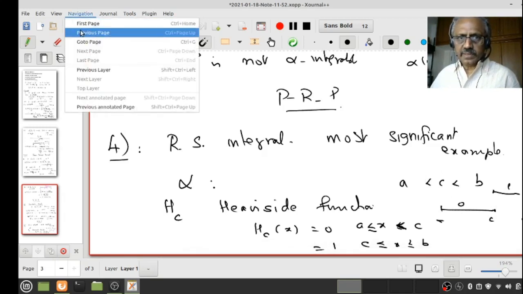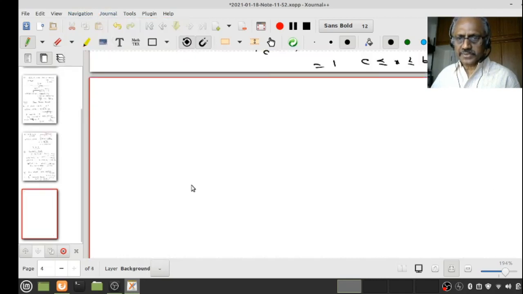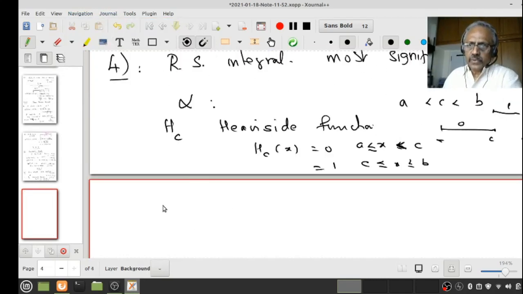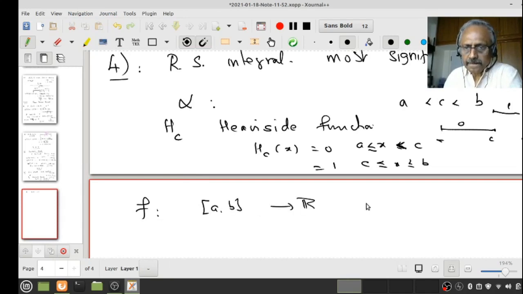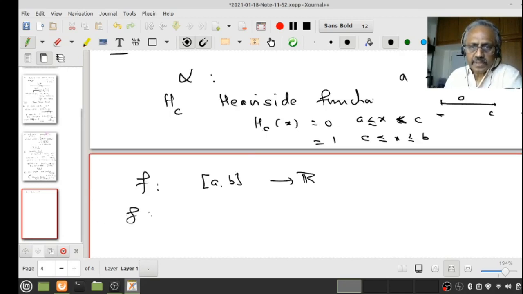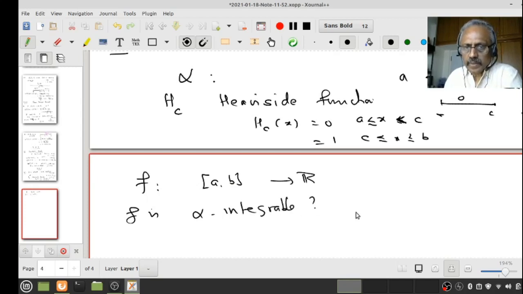So is it clear that alpha is an increasing function? Of course. Okay, now suppose f is a function from [a, b] to R. I want to know whether f is alpha integrable. Either I want a necessary condition or a sufficient condition. If I am greedy, I want a necessary as well as sufficient condition for alpha integrability of f. Is the question clear?